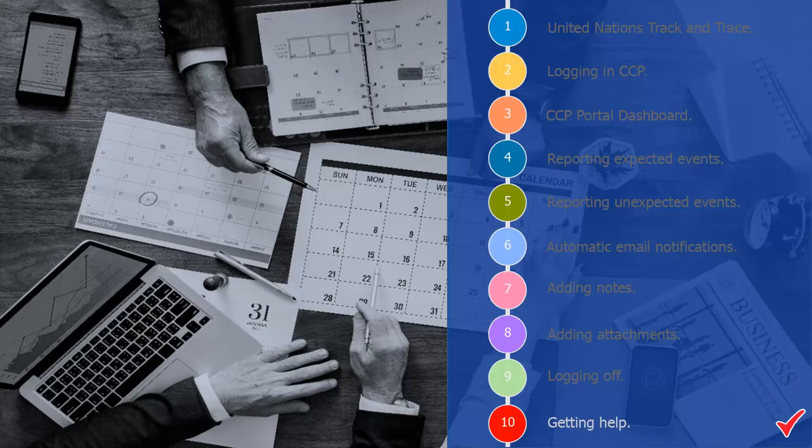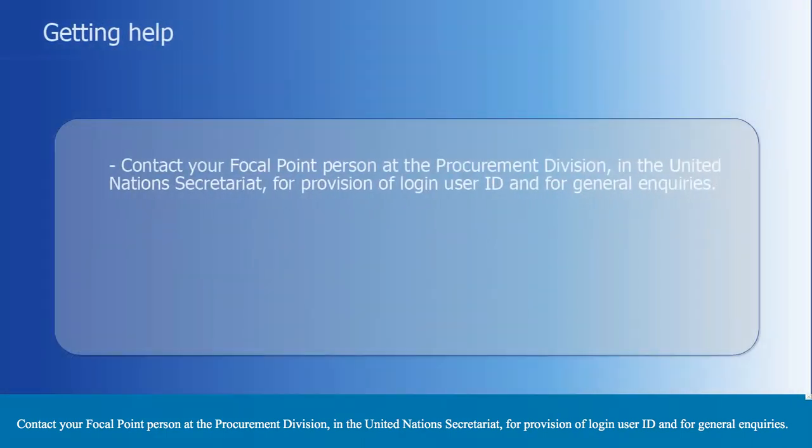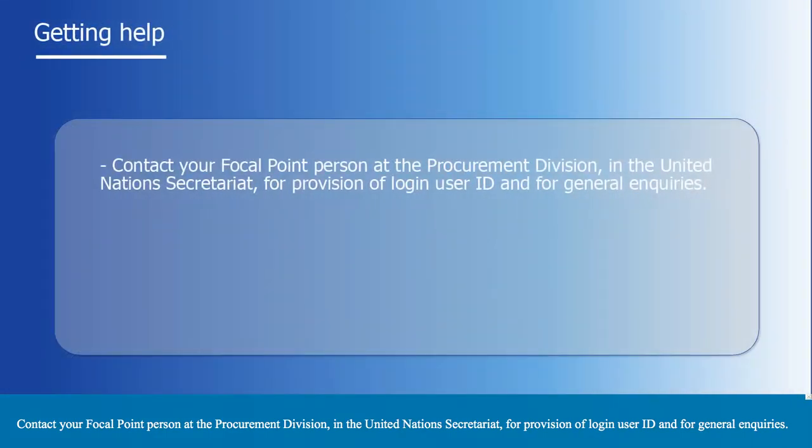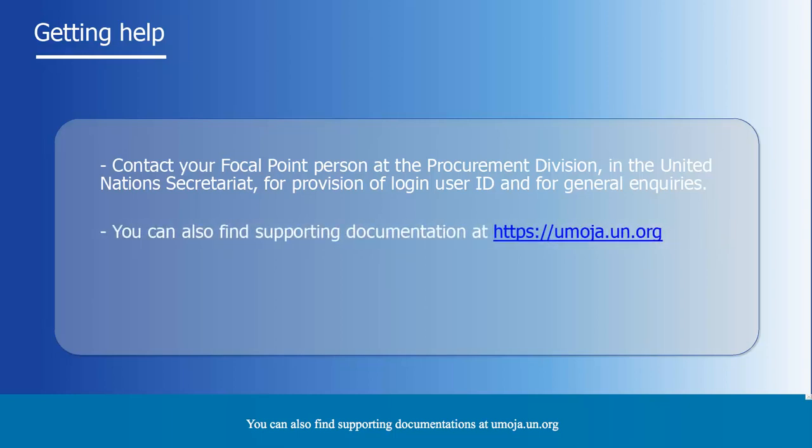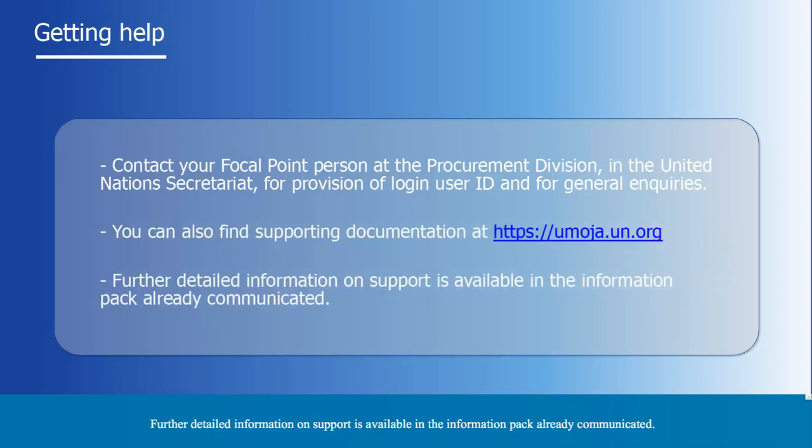We will now see how to get help. Contact your focal point person at the Procurement Division, in the United Nations Secretariat, for provision of login user ID and for general inquiries. You can also find supporting documentations at umajr.un.org. Further detailed information on support is available in the information pack already communicated.